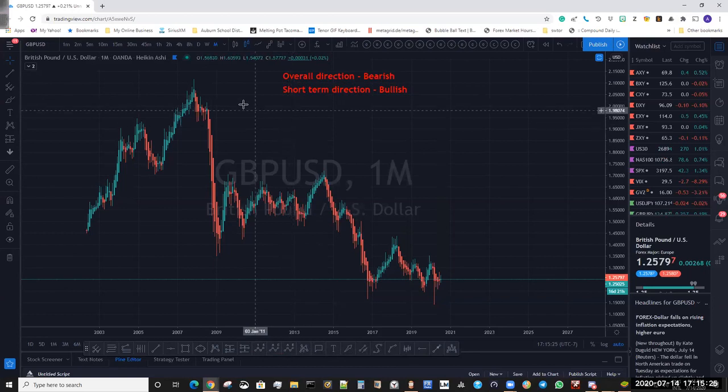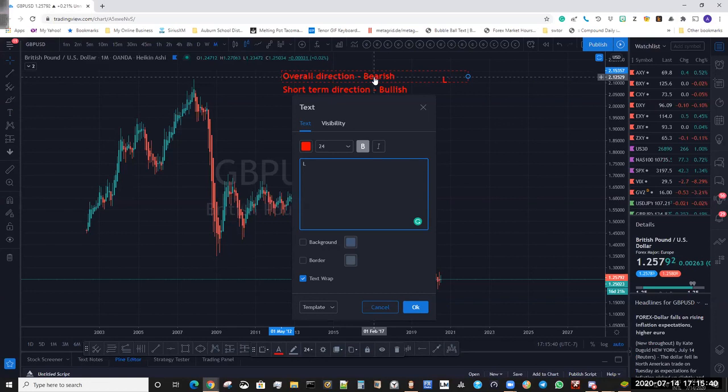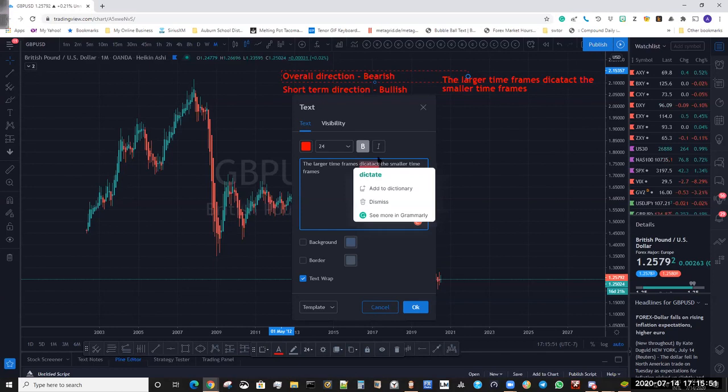So let's take a look at this. Whenever you're looking at the chart, you're going to see all of past information. Each one of these candles is 1 month. The larger time frames dictate the smaller time frames. Got to spell it right first.